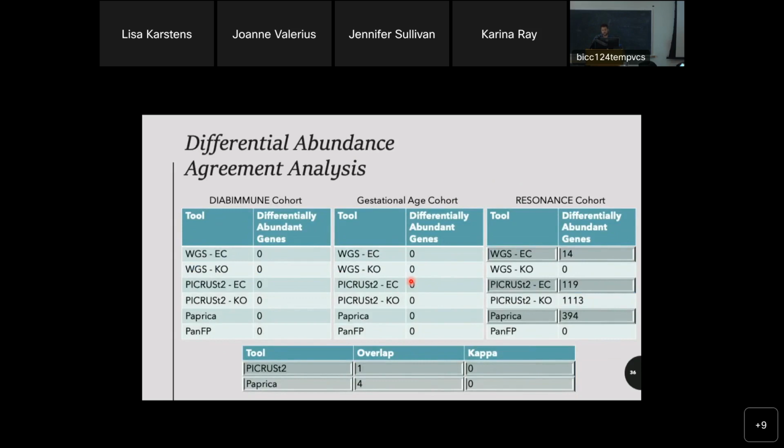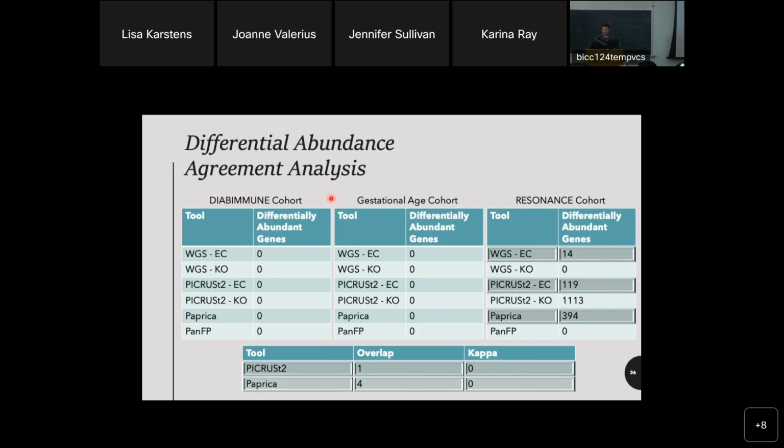So these are the results from differential abundance agreement analysis. The top tables represent the counts of differentially abundant genes that were identified by each tool, whereas the bottom represents the agreement analysis. So as we can see in both the diabimune cohort and the gestational age cohort, we didn't find any differentially abundant genes that were produced by any of the predictions or the metagenome profiles. And while this is a slightly striking result, it's not necessarily that surprising based on the results of our exploratory data analysis, where we compared the taxonomic composition between test groups in each of these cohorts.